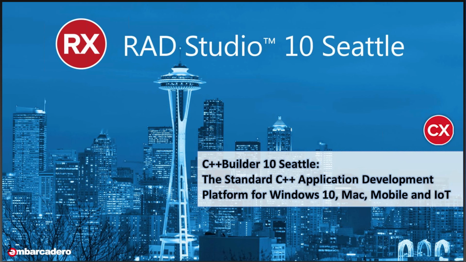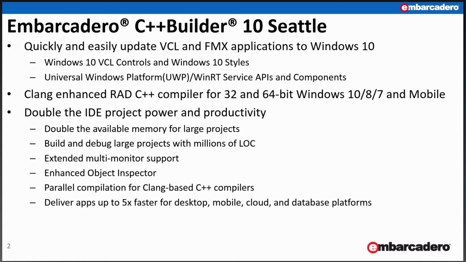So C++ Builder 10 Seattle allows you to use VCL and FireMonkey applications, build those for Windows 10, for VCL and FireMonkey, access the Windows platform APIs for Windows 10, and with our new Clang enhanced RAD C++ compiler for 32-bit Windows, you can use the same C++ 11 language for Win32, Win64, iOS, and Android. We still have our classic C++ compiler for Win32 and OS 10 for your existing projects.